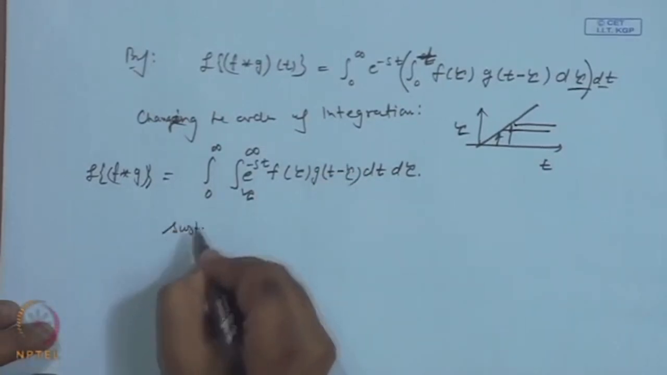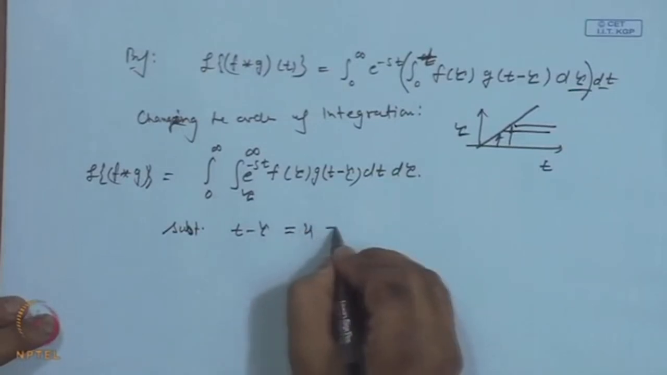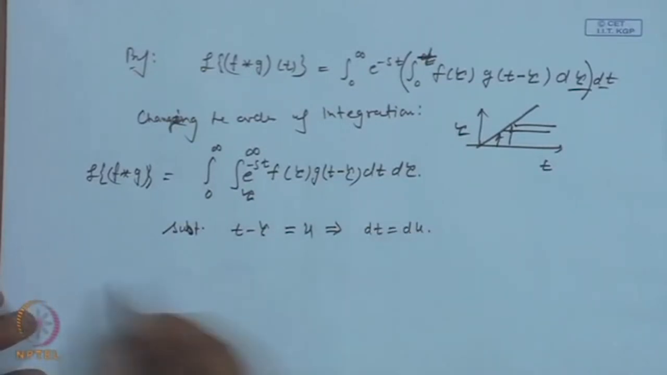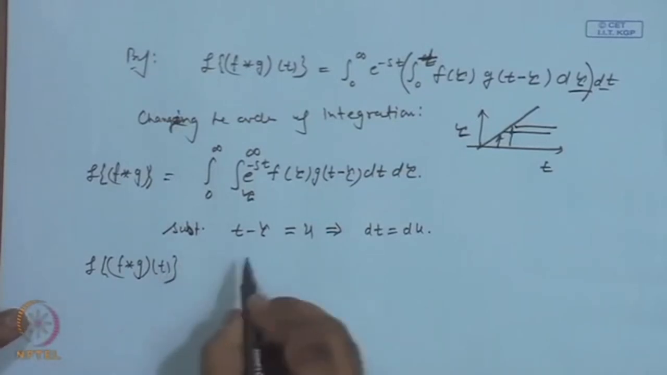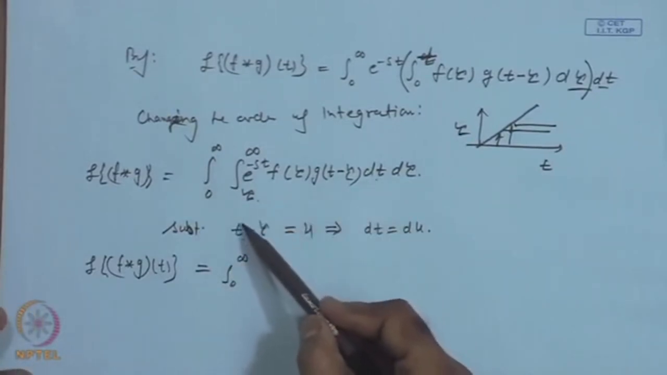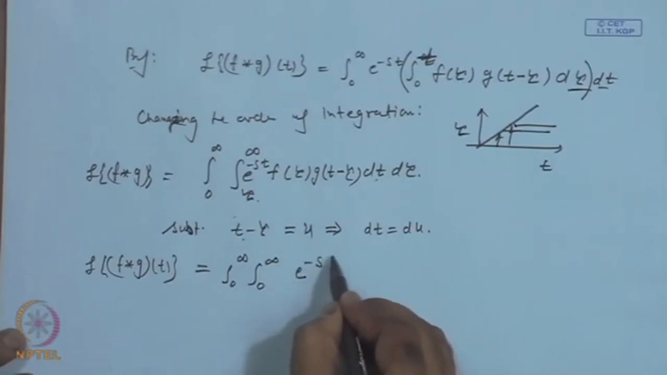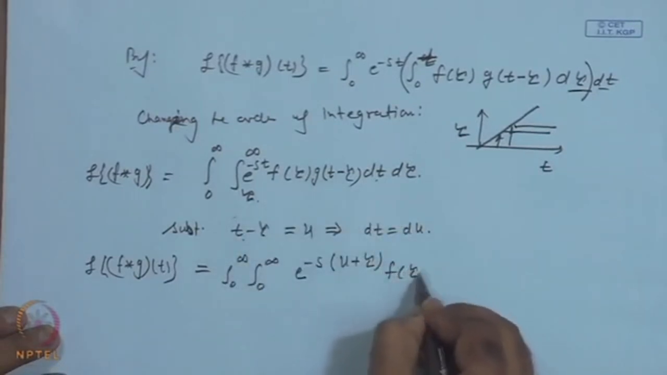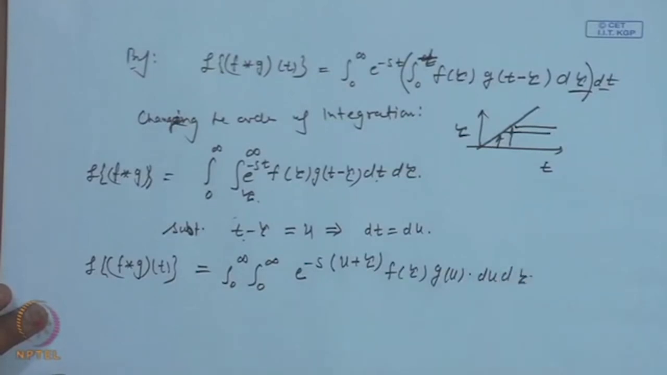So, if we substitute this t minus tau to u, we will get dt equal to du. So, the Laplace of this f star g of t will be 0 to infinity, and now for u, the limits will be 0 to infinity. So, e to the minus s times u plus tau, we have f of tau and g of u, and dt is du, and then we have d tau.